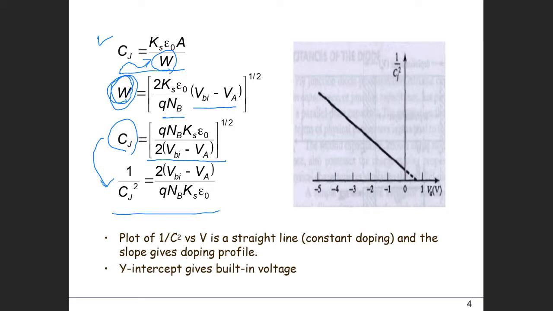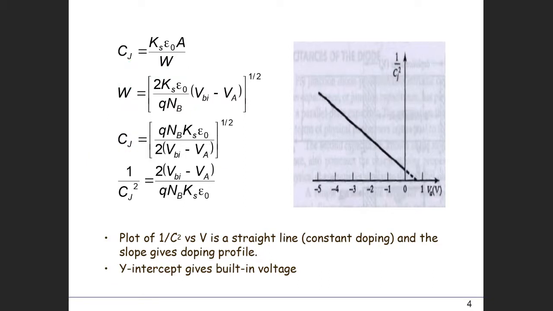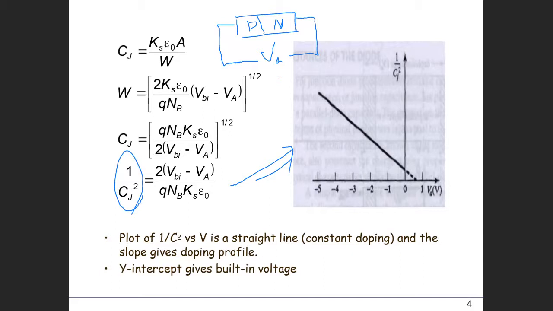Now this is the interesting point. If we have a PN diode, we can actually measure this capacitance for different biases. When you measure this capacitance and plot those values as a function of voltage, we can get this kind of curve. Let's choose 1 over Cj square as the y-axis, and the applied bias VA as the x-axis, like this.